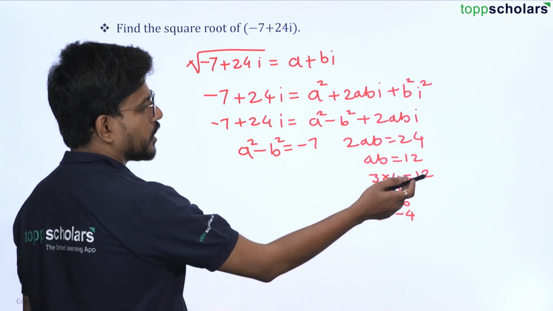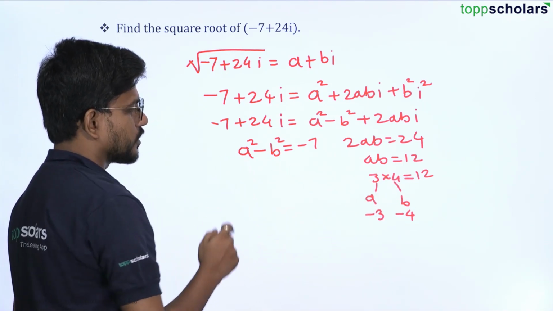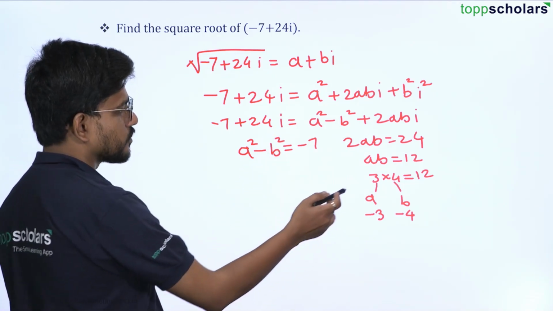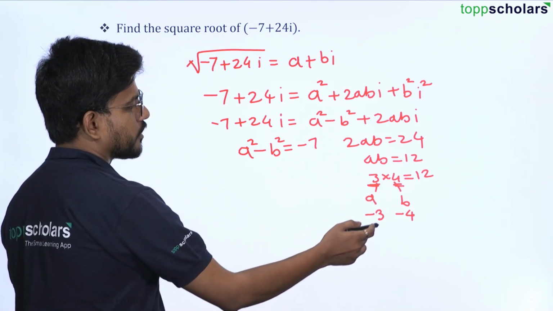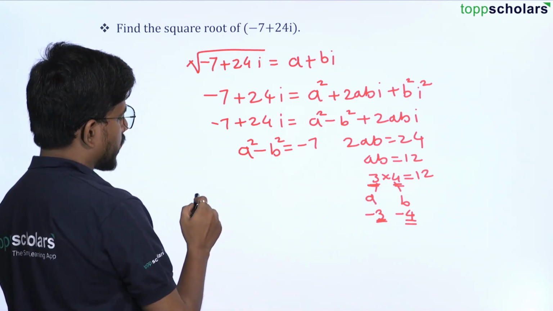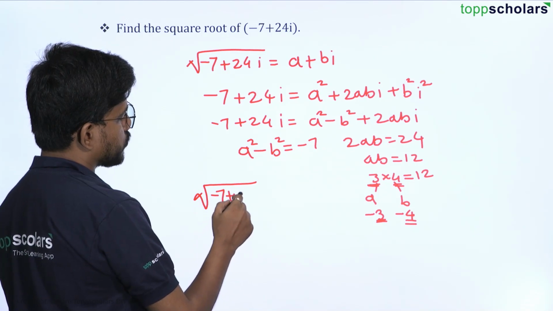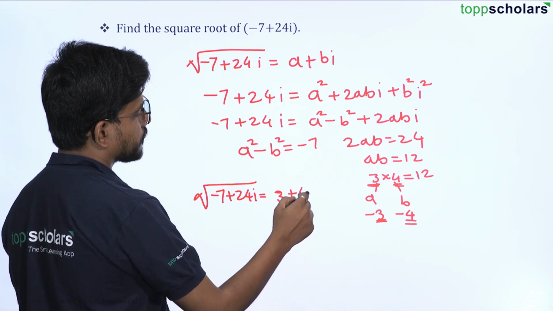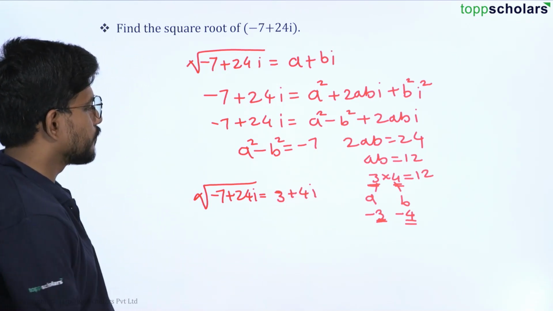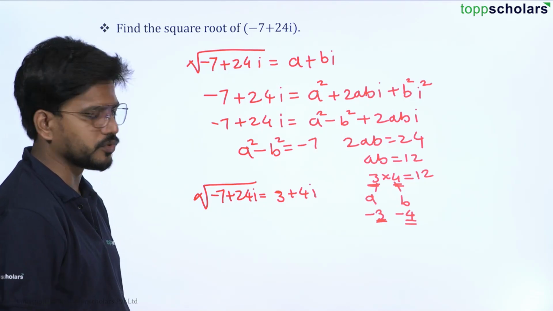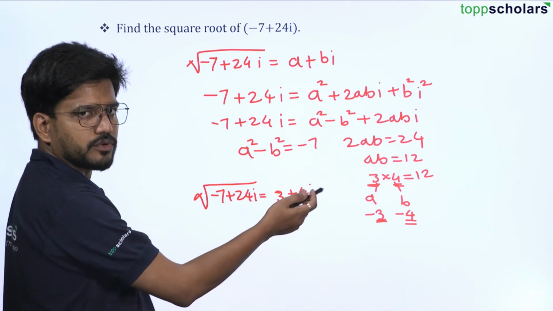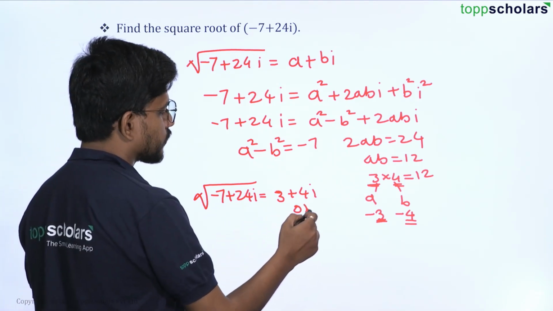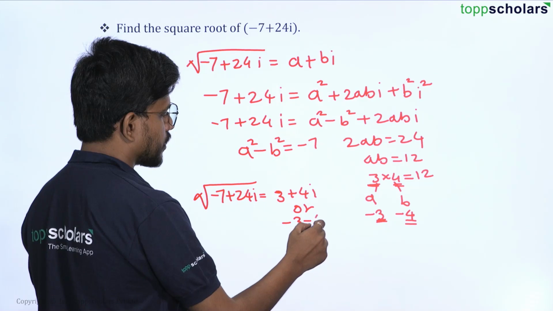Because minus 3 times minus 4 is 12, and minus 3 square is 9 and minus 4 square is 16. So yes, one value is 3 and 4, and one value is minus 3 and minus 4. So I can say square root of minus 7 plus 24i is equal to plus 3 plus 4i, right? If you square this, you are going to get this only. 3 square is 9, 4i square is minus 16, 9 minus 16 is minus 7, and 3 into 4 into 2 is 24i. Or the next option could be minus 3 minus 4i.